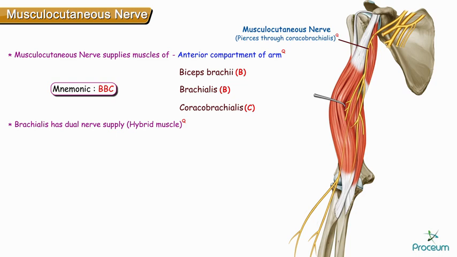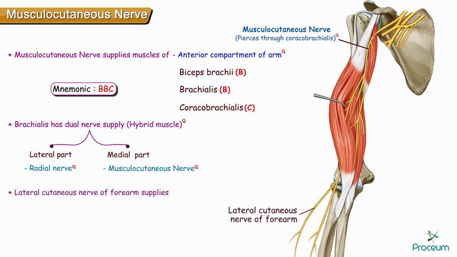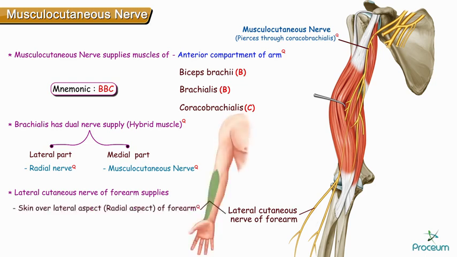Brachialis actually has a dual nerve supply. The lateral part is supplied by radial nerve and a medial part supplied by musculocutaneous nerve. Musculocutaneous nerve also gives rise to lateral cutaneous nerve of forearm, which supplies skin over the lateral aspect of forearm. So as the name suggests, musculocutaneous nerve, the muscular part supplies the muscles of anterior compartment of arm and the cutaneous part supplies the skin over the lateral aspect of forearm through the lateral cutaneous nerve of forearm.